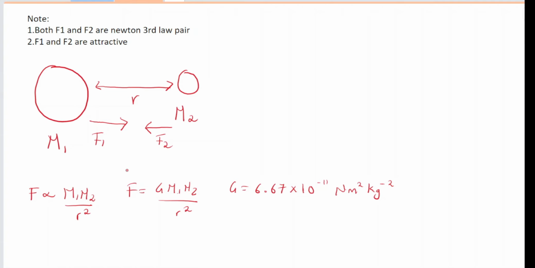So the gravitational force F1 or F2 can be represented by this formula, where G is the gravitational constant, and this will be 6.67 times 10 to the power negative 11. m1 is the mass of the first object and m2 of the second object, and r squared will be the separation between these two objects.